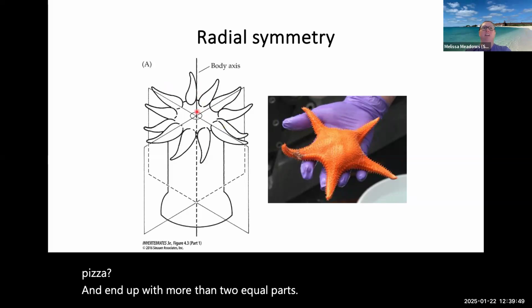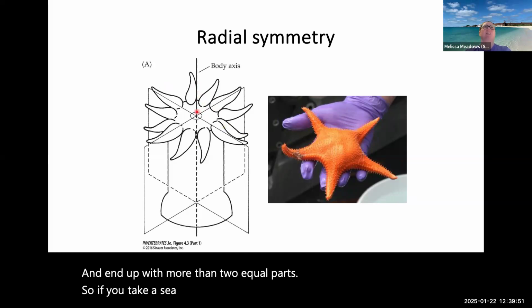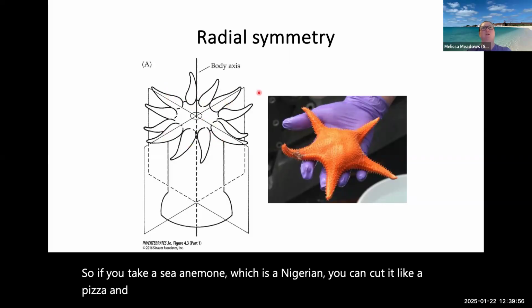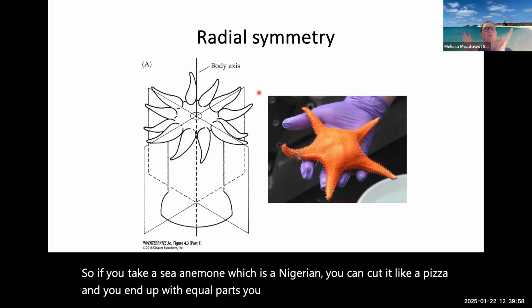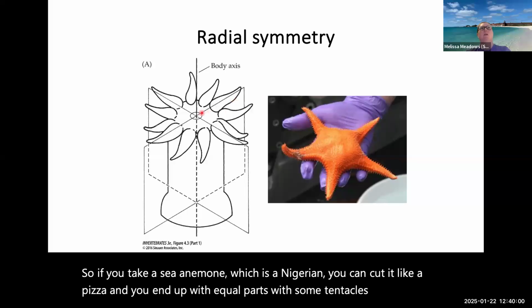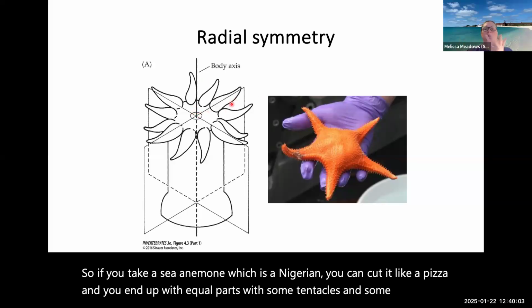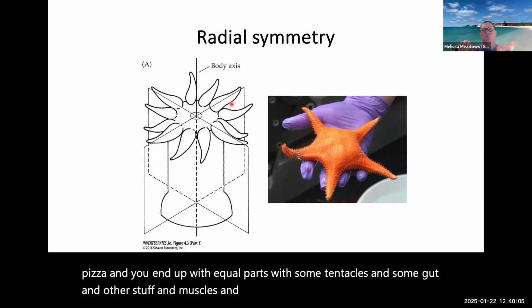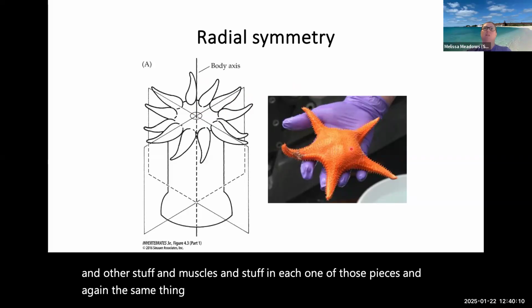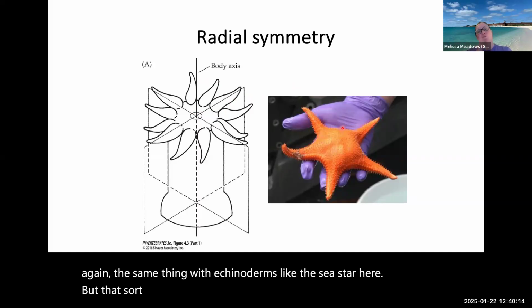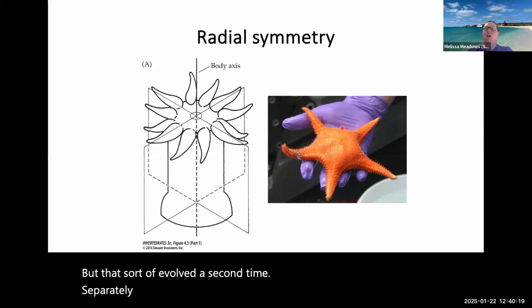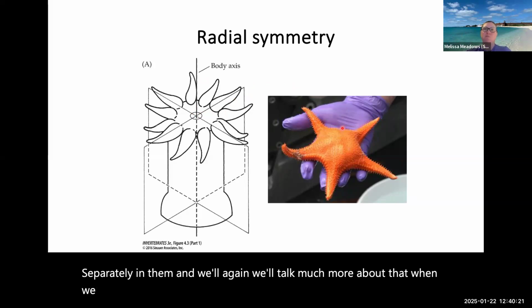So if you take a sea anemone, which is a cnidarian, you can cut it like a pizza and you end up with equal parts, with some tentacles and some gut and muscles in each one of those pieces. And again, the same thing with echinoderms, like the sea star here. But that sort of evolved a second time separately in them, and we'll talk much more about that when we get to echinoderms.